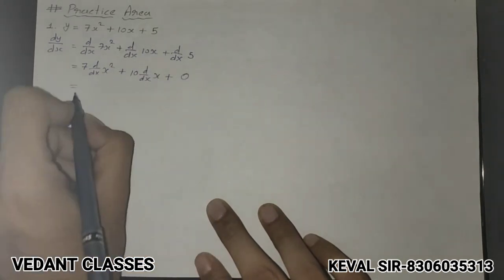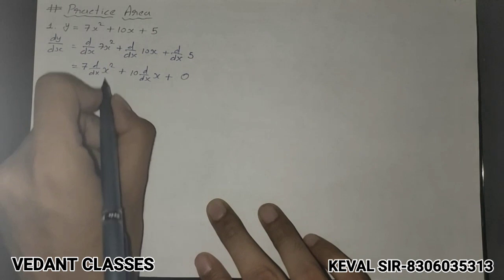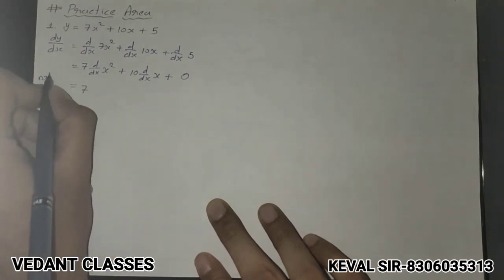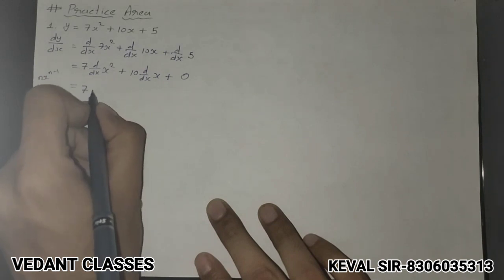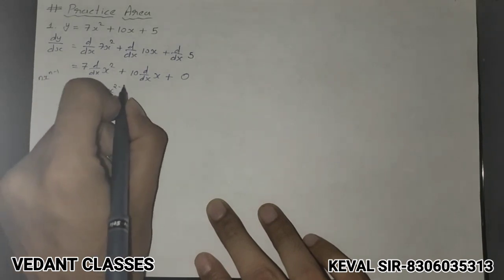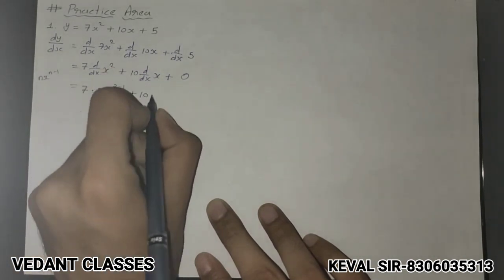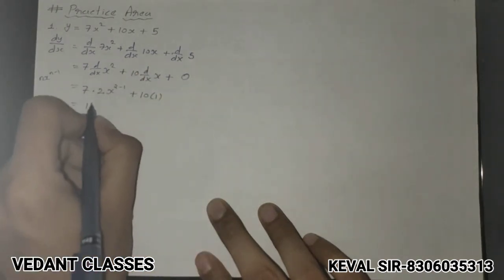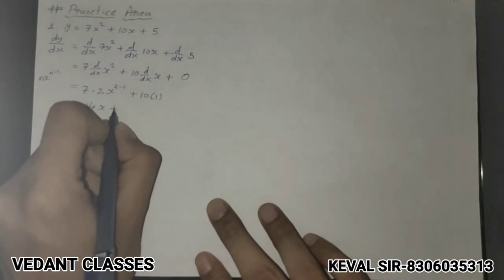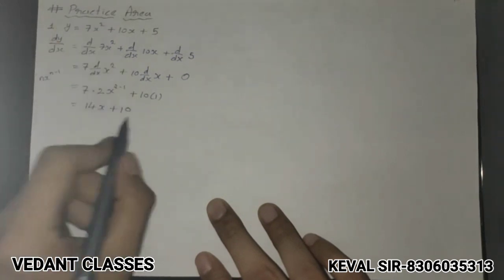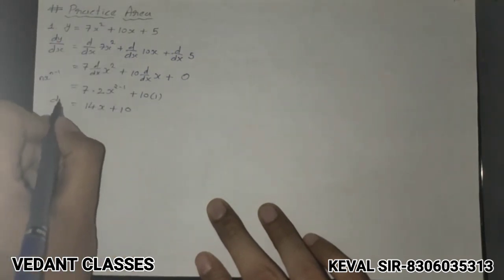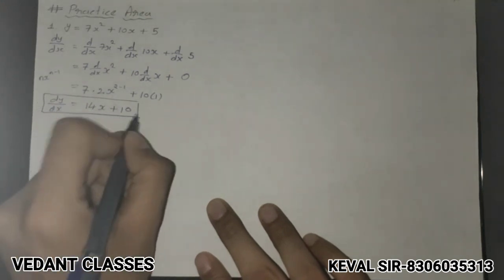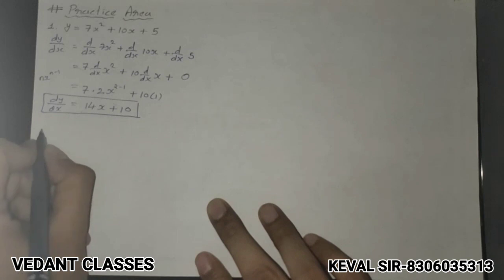Now carry out the differentiation. Apply the formula n x raised to n minus 1. So it will be 7 times 2x raised to 2 minus 1, plus 10 times the derivative of x, which is 1, and here it is 0. So this will become 14x plus 10. This will be the answer, dy by dx equals 14x plus 10. Okay, let's solve the second one.